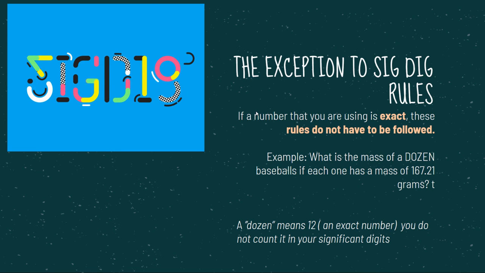Essentially, if I give you an exact number, so what is the mass of a dozen baseballs? A dozen means 12. I do not need you to count that 12 as part of your significant digits. You would just use the mass number. Because 12 is an exact number, it does not apply to the significant digits rule. When we get into more examples, you'll see this and I'll remind you guys of this, but I just wanted you guys to have it in your notes just in case we come across it in the next little bit.